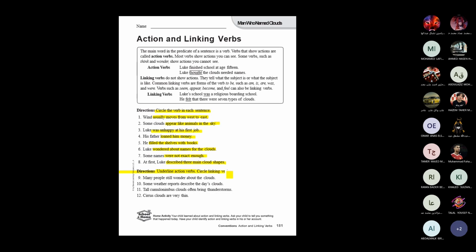Okay, Tamir. Tamir did the opposite. Circle, ya Tamir, and underline. Many circles are there and just only few underlines. Not many underlines and a few circles. Fix your answers, guys. Fix your answers, please. Anybody who has a mistake, fix your mistake.